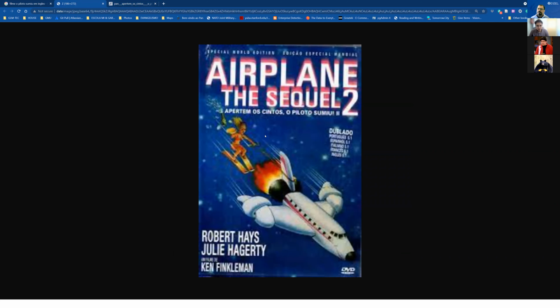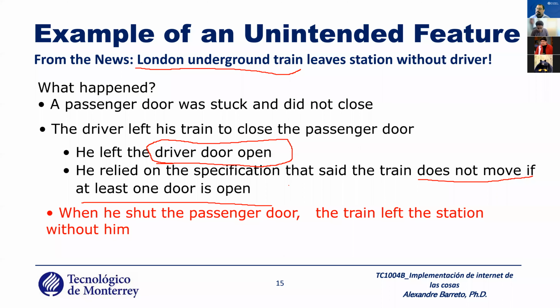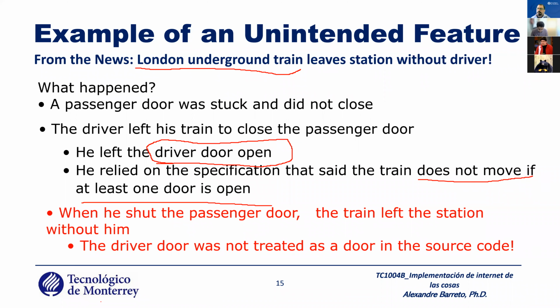The story of this movie: the pilot is not inside the aircraft, and the aircraft starts to fly. The people start to discover that there is no pilot, and the story happens because of it. But in this case, it's not a movie. It happened in the past. It really happened.